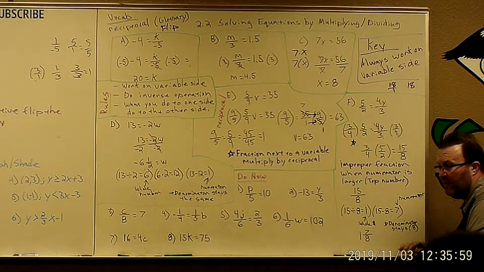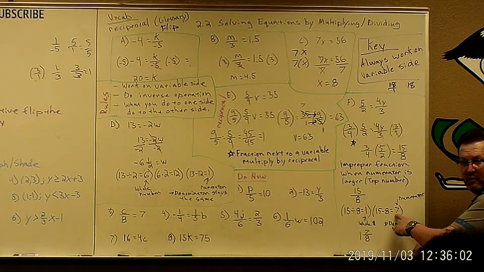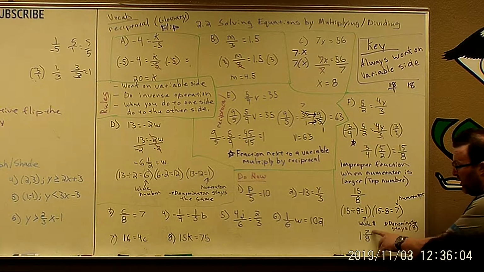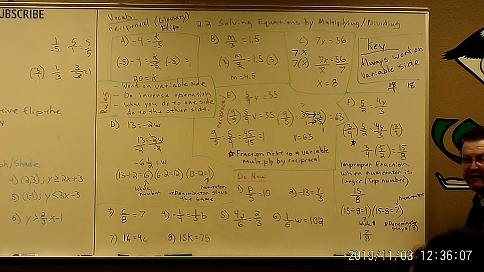Stay with me. This is our numerator. Okay? We're going to do a couple of these together. So this becomes our numerator. I don't do anything with the denominator.